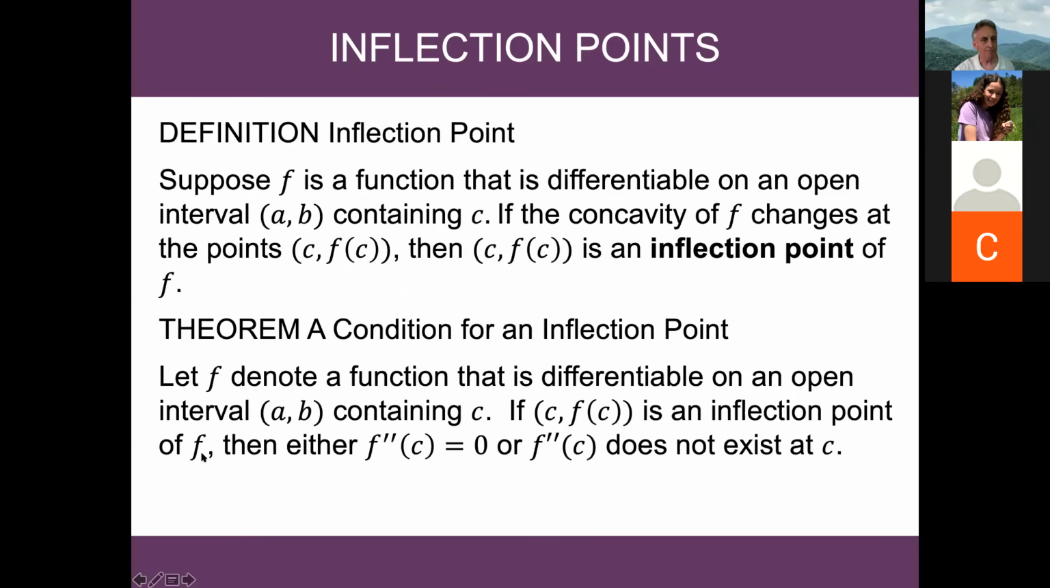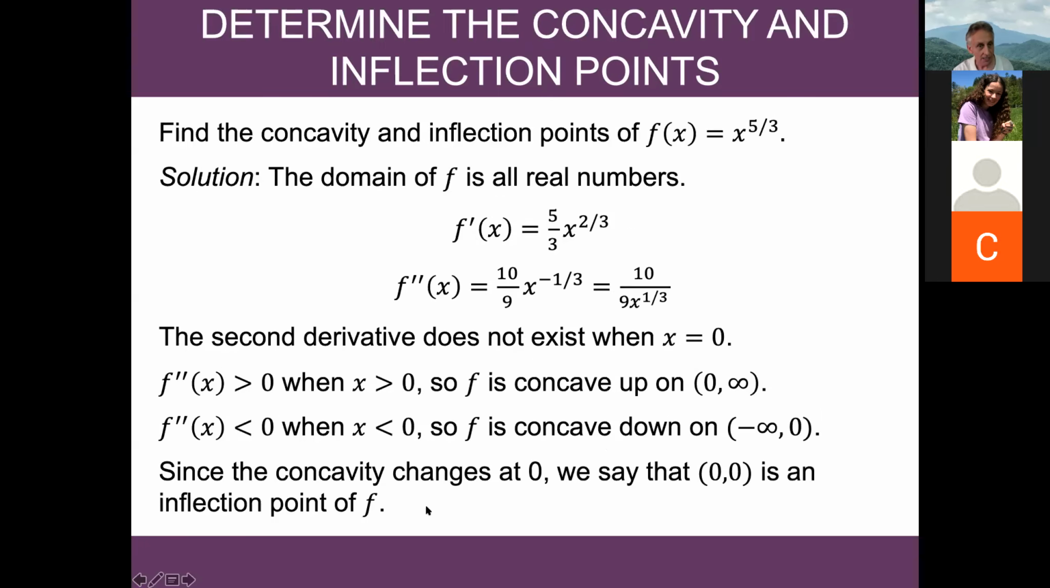If f is a function differentiable in the open interval, and f of c is an inflection point, then either the second derivative f double prime is zero or the second derivative doesn't exist. Both of those could happen, and I'll give you some examples of that really soon, okay? This is an example that is talking about a fractional situation.